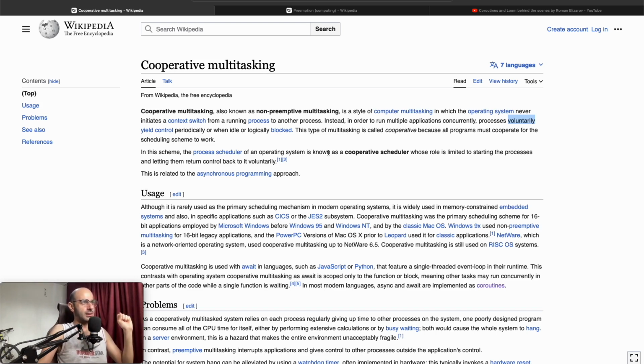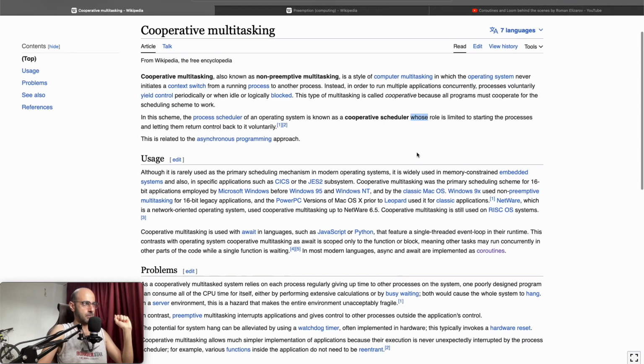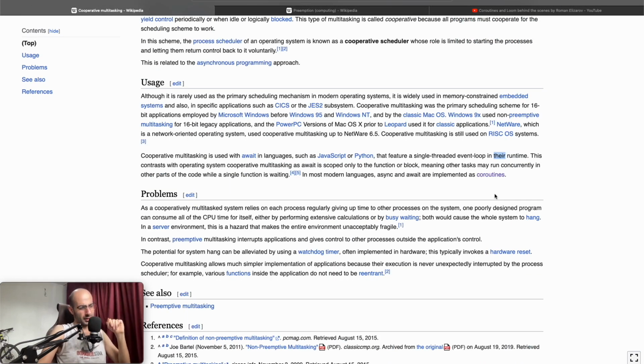But the cooperative style has one issue. As mentioned here, one poorly designed program can consume all of the CPU time for itself, either by performing excessive calculations or by busy waiting. So in this style, maybe a mistake of the developer breaks everything.